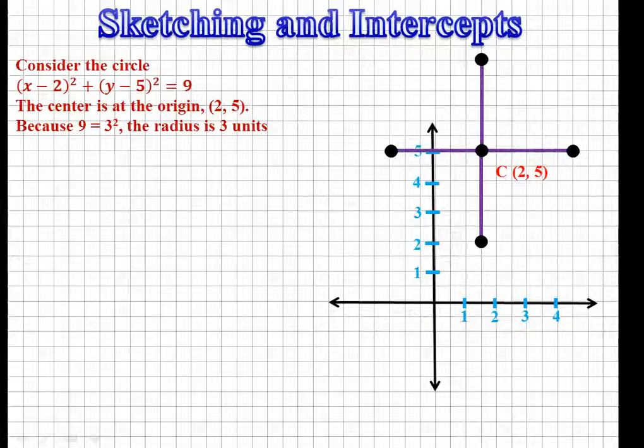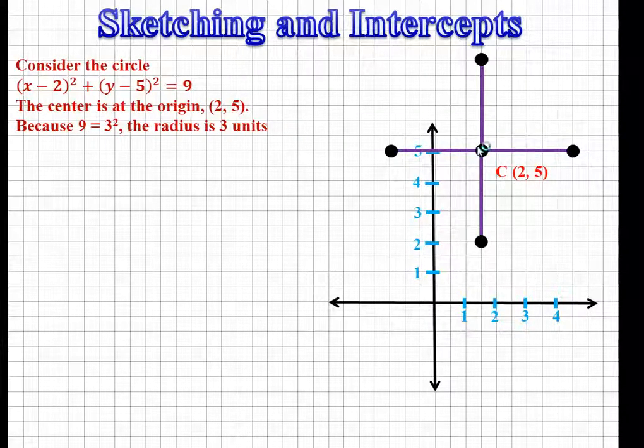And then because r² equals 9, I find the square root of that, which is 3. So my radius is going to be 3 units. As you can see, I've already drawn all the radii and put points at the end. Yeah, I always draw 4.